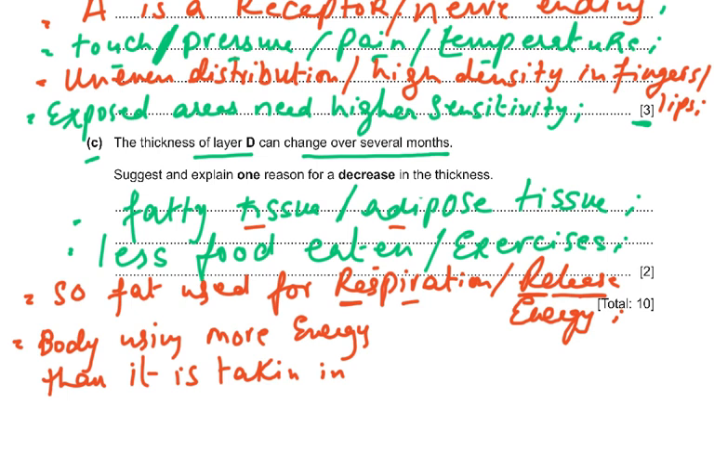And there are 4 mark scheme points. 1, 2, 3. The fourth point was the body using more energy than it is taking in. So of course the fat reserves will be used up. So that is the question: suggest and explain one reason for the decrease in the thickness of this fat layer.